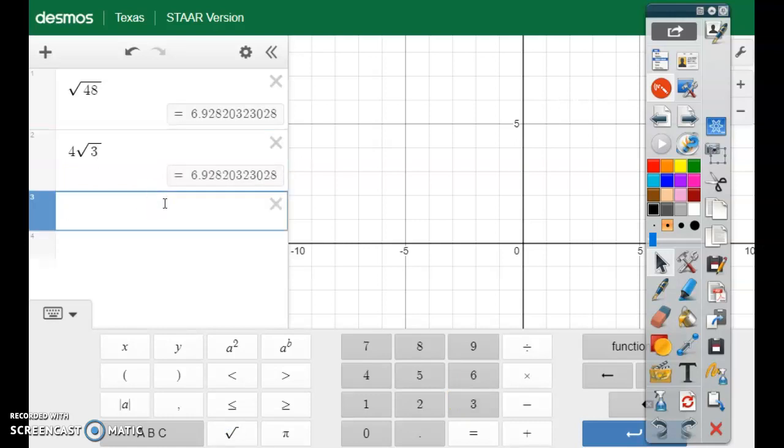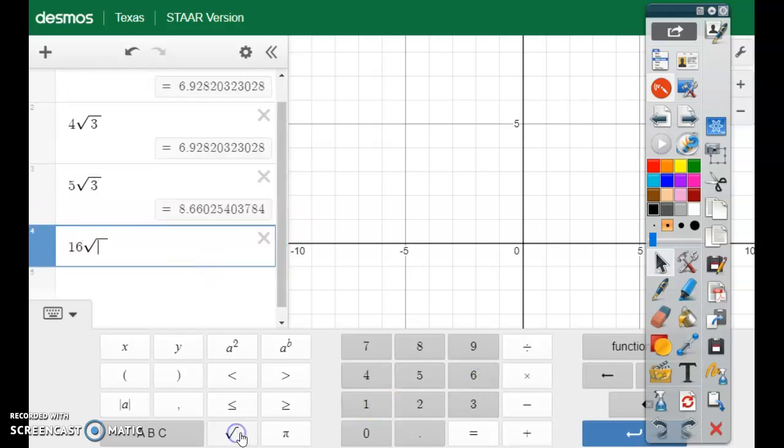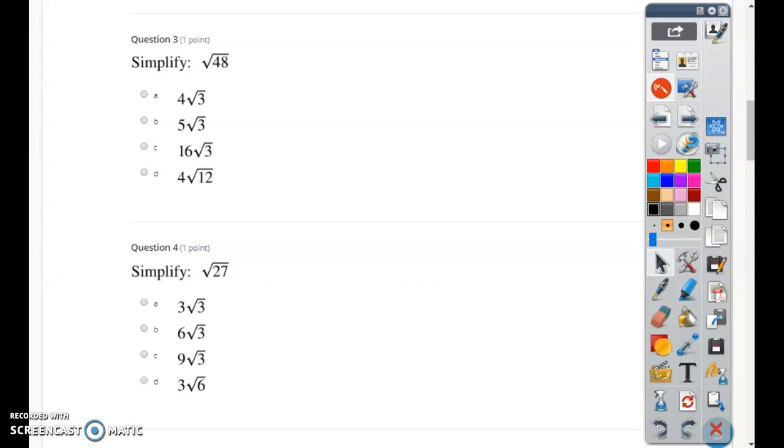Let's try B, which is 5 square root of 3. That's not the same. You see? If I try 16 square root of 3, that's also not the same. So you can do it that way in Desmos. Okay, so you can try number 4 in Desmos. Pause the video, try it out, and then I'm going to move on to problem number 5.